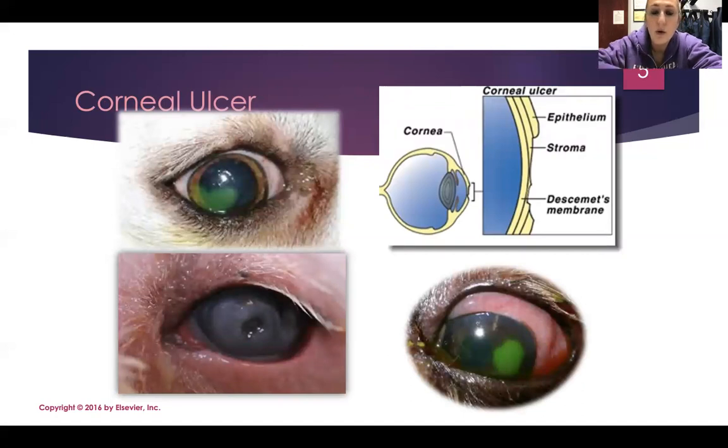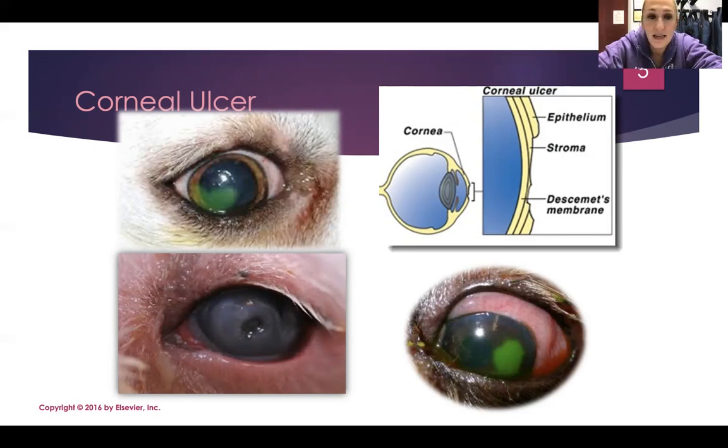So a corneal ulcer, by definition, is a disruption of the tissue of the cornea. So you can see these images here. Some you can even see, like that bottom one, that there's some type of disruption for sure. There is a test for this. Do you remember what that test is called? Yell it out if you know it.